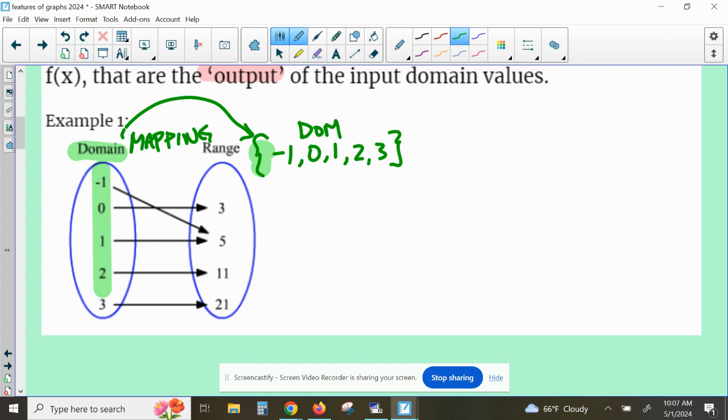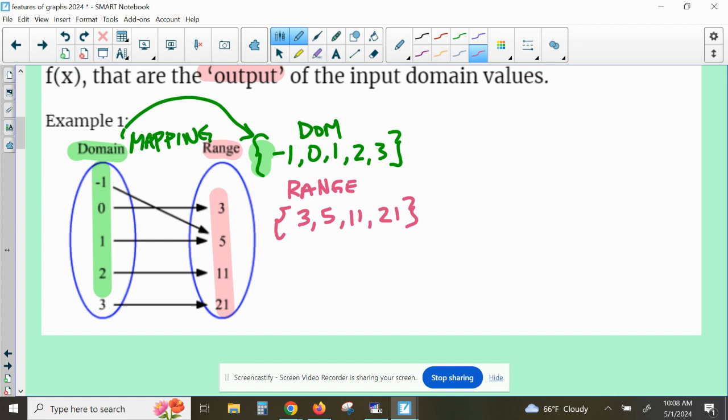Our range. Our range, these are the values here. Super easy to pull. If we want to do the range, same thing. We use the set brackets. When it's a set, you got to use the curly brackets, even if you don't like drawing them. Suffer through it. So the range of this set, starting smallest to largest, is 3, 5, 11, and 21. So that's the domain and range that we could simply see right there.